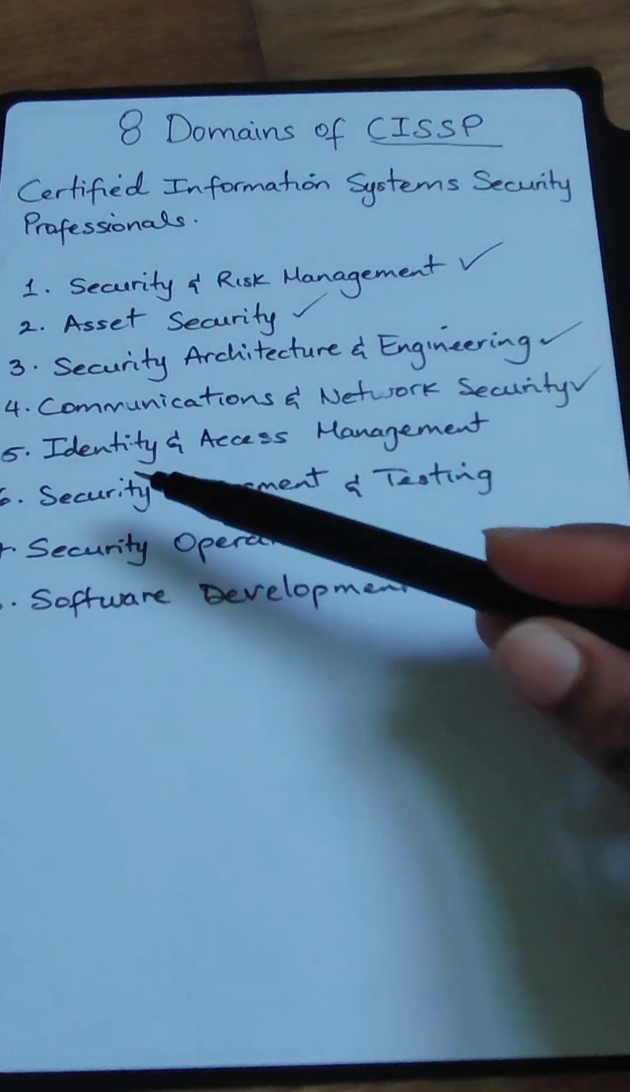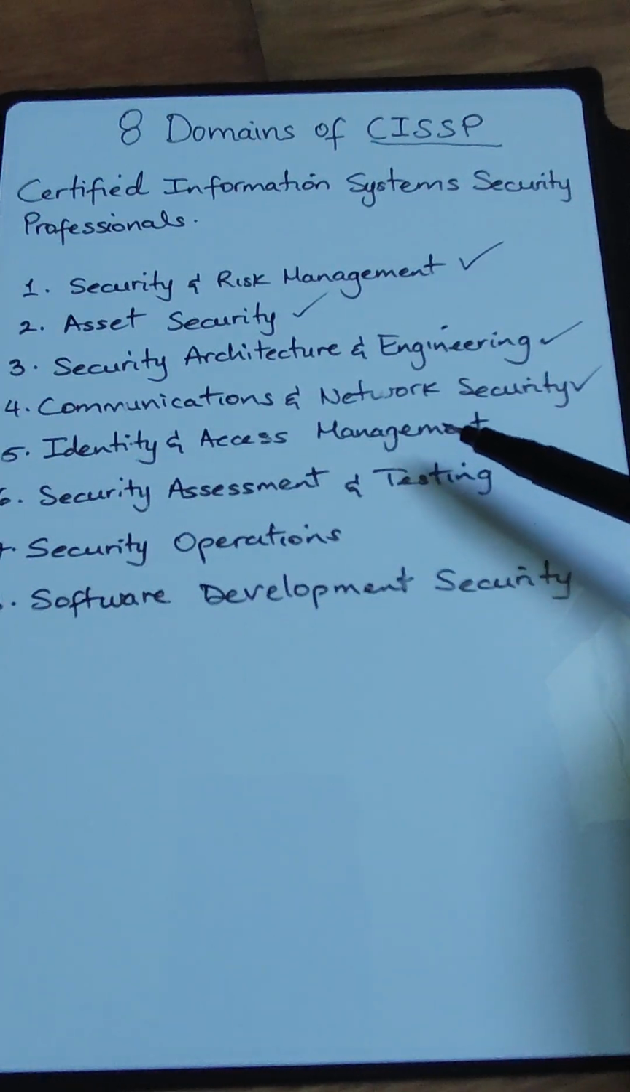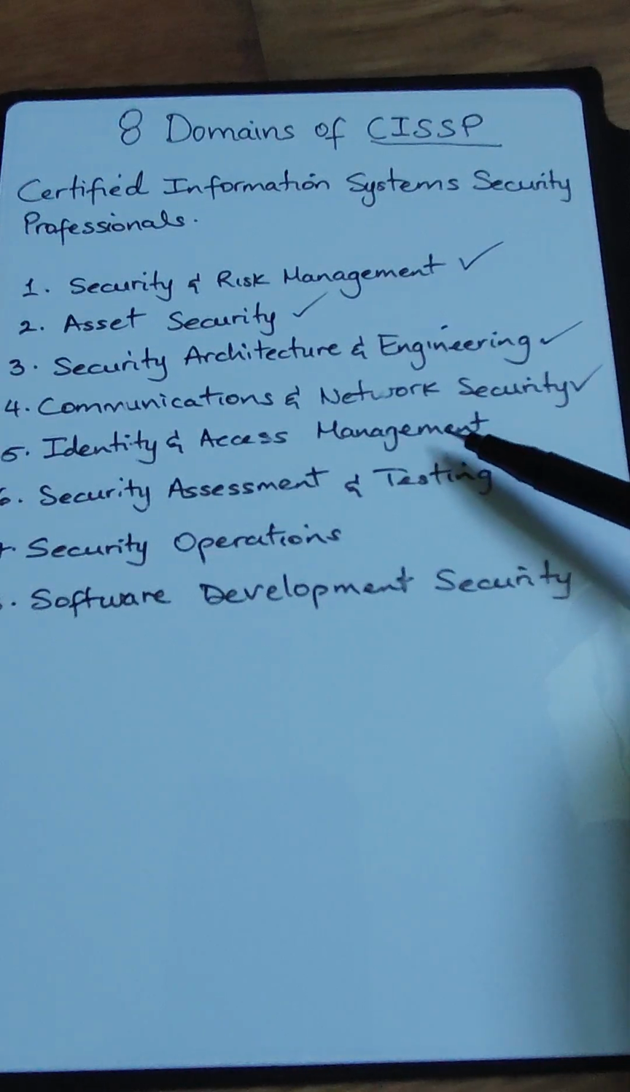Number 5, identity and access management. It keeps data secure, because that's the objective, by ensuring users follow established policies to control and manage physical assets like office spaces and logical assets, such as networks and applications.